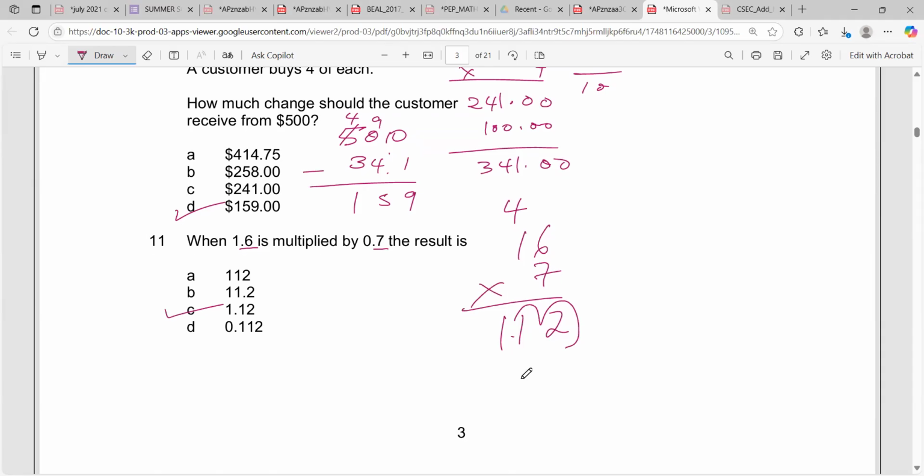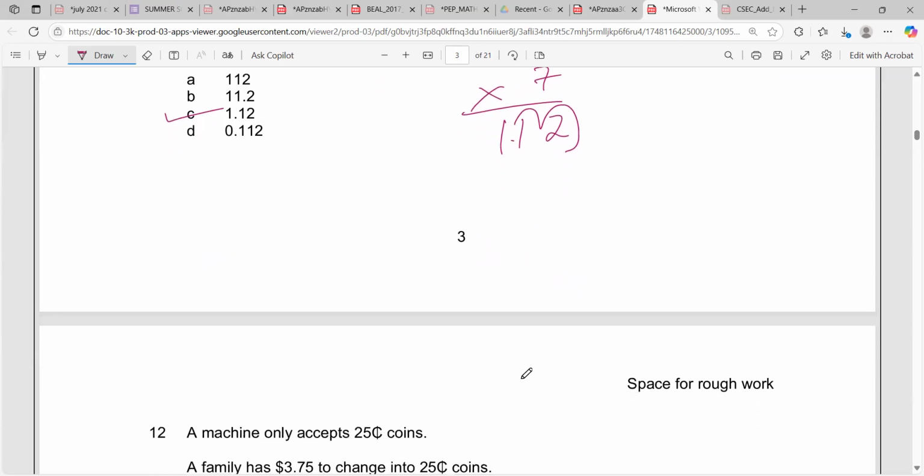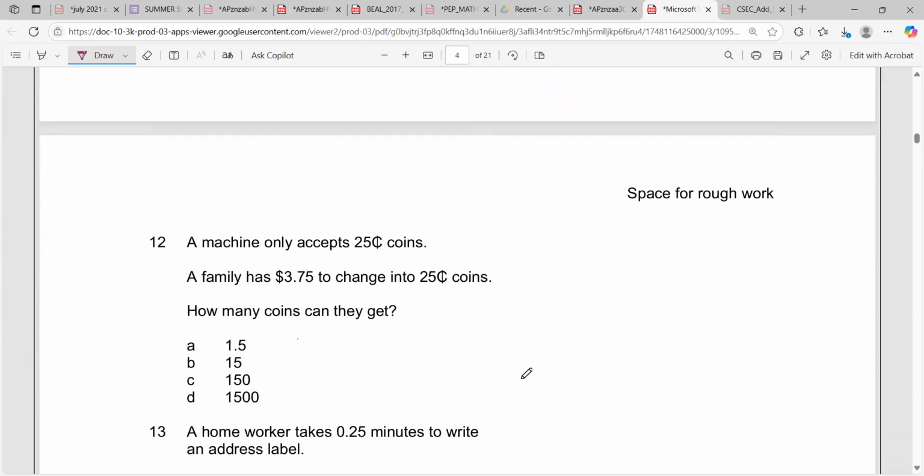Let's move on to 12. So a machine accepts 25 cents. The machine only accepts 25 cents coins. A family has $3.75 to change into 25 cents coins. How many coins can they get?